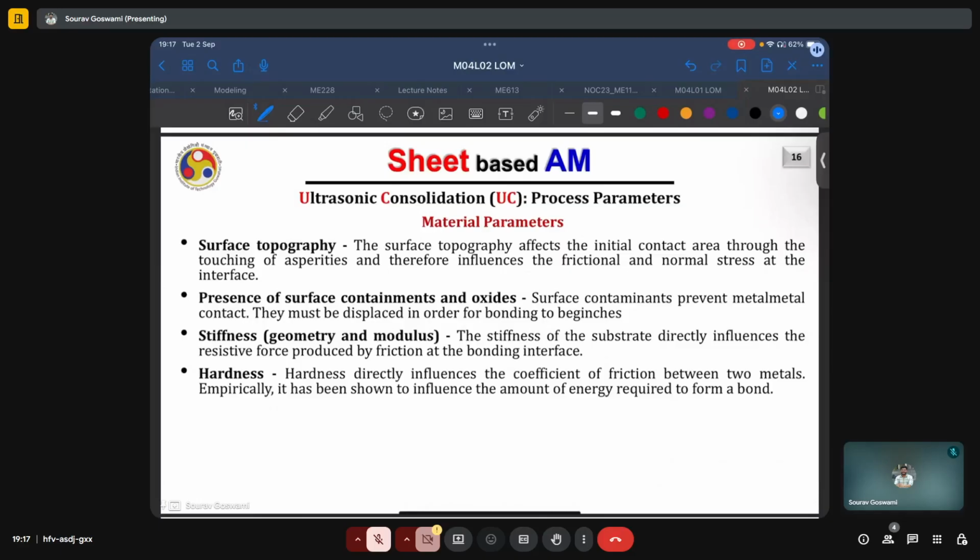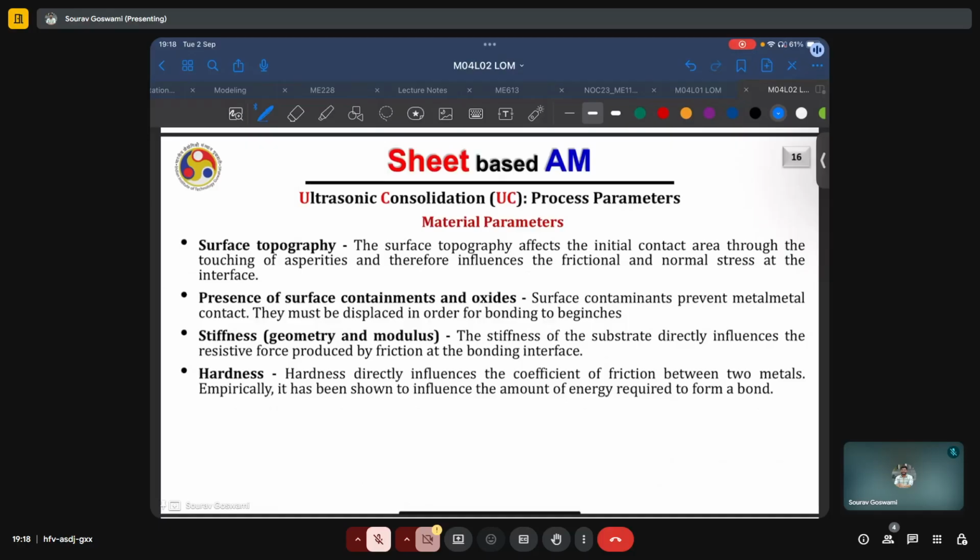But then, depending on the type of material that is being fused, we also have several material parameters that can decide the outcome of the build process. The surface topography for one affects the initial contact area between the two surfaces through the contact of asperities, and it therefore influences the frictional and normal stresses at the interface. The presence of surface contaminants and oxides can prevent metal to metal contact, and they must be broken up and displaced in order for our diffusion bonding to begin.